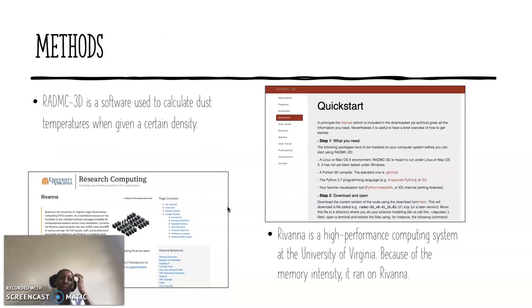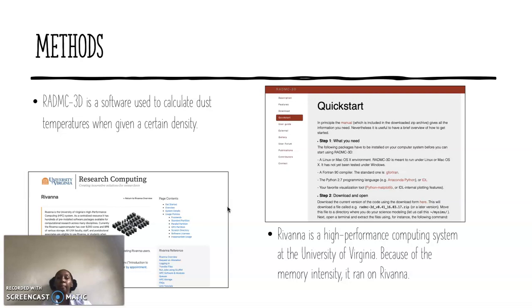RADMC 3D is an open source free code package used for radiative transfer calculation in astronomy and astrophysics. It calculates for a given distribution of gas and or dust what its images and or spectra look like when viewed from a certain angle, allowing modelers to compare their models with observed data.